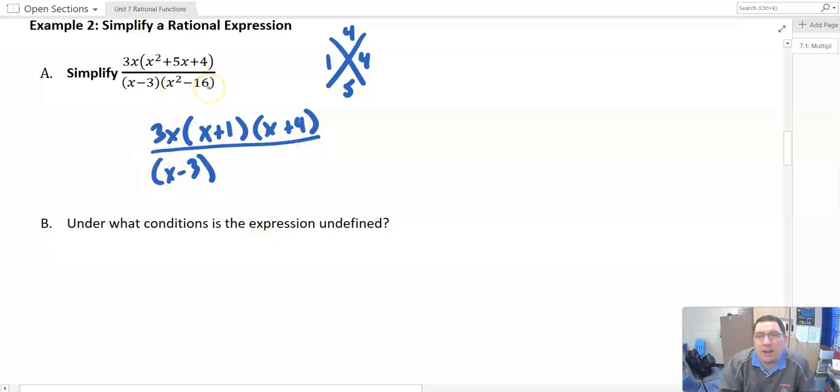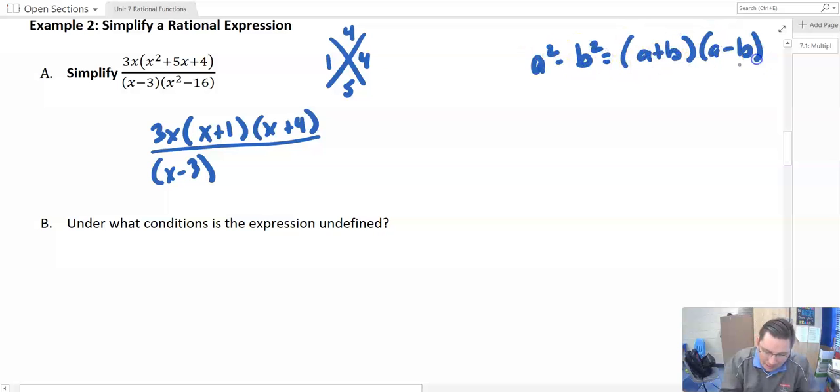But the x squared minus 16 is a difference of squares. And remember that formula, if I have a squared minus b squared, that's equal to a plus b times a minus b. And so in this case, x squared, simplifying that, is going to be x for both. And 16, that's going to be 4 because of the square root of 16. One's going to have a plus, one's going to have a minus.